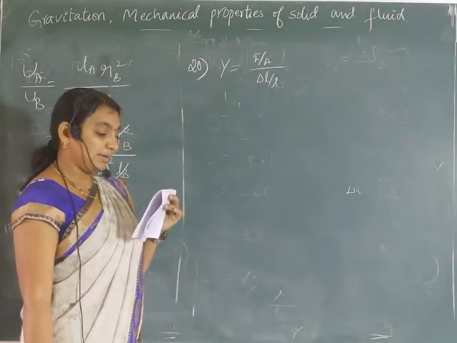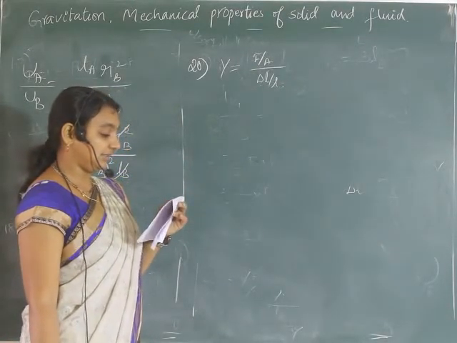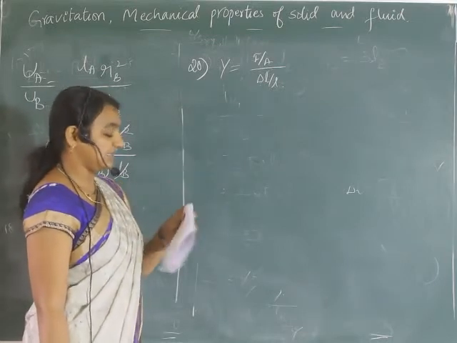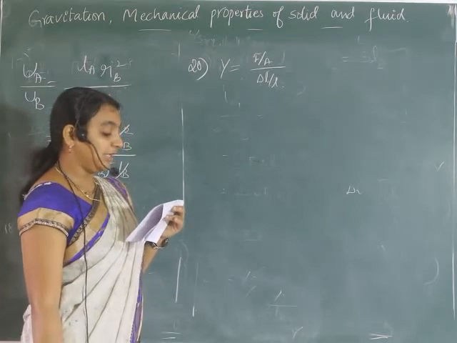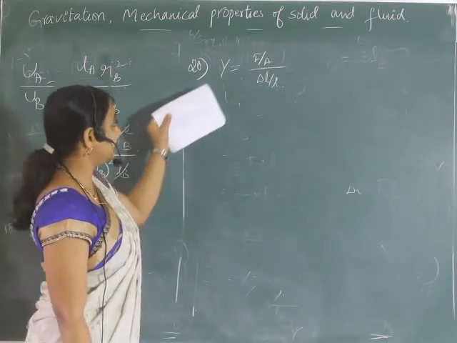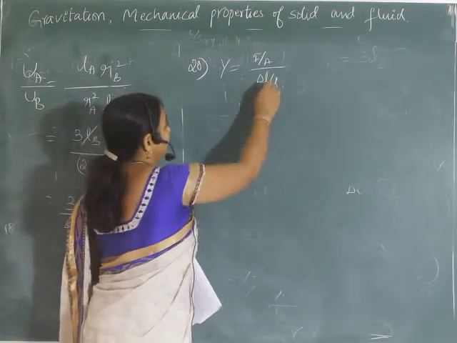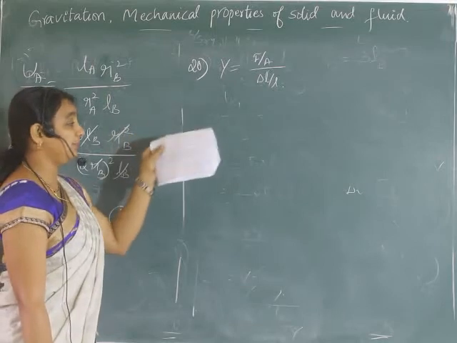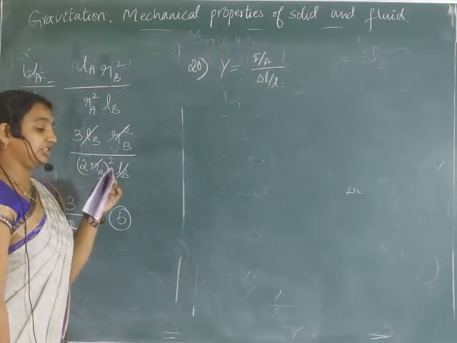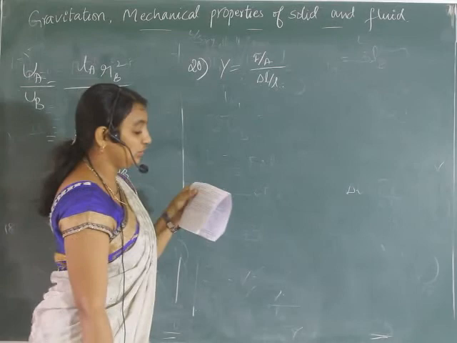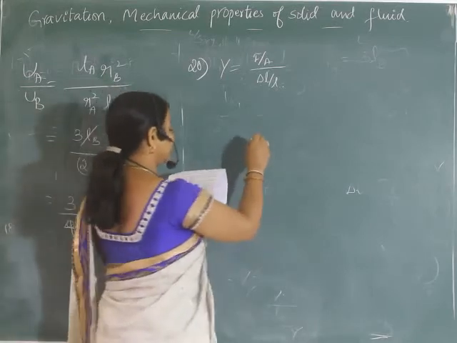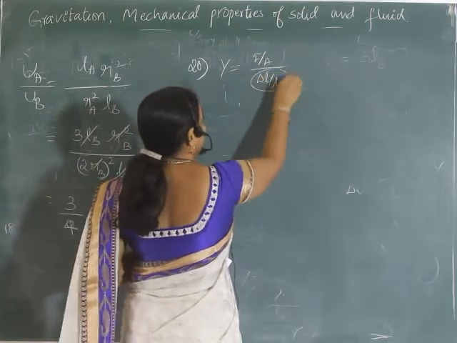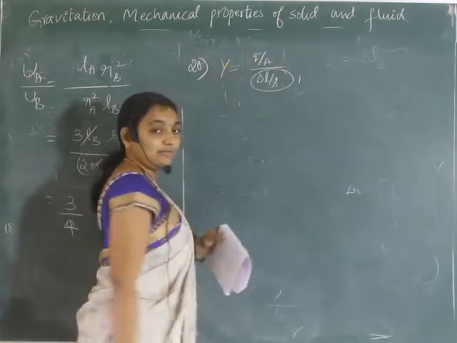Young's modulus of the material of the wire is equal to stress required to increase the length 4 times? No, we cannot increase the length 4 times. Strain produced in it? Is it directly strain produced in it? No, it is equal to stress by strain. Half of the strain produced in it? No. Is it equal to stress produced to produce unit strain? If strain is 1, Y is equal to stress.